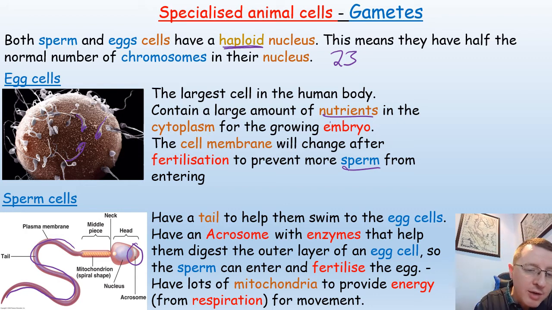Sperm cells also have a central area here known as the middle piece that contains a large number of mitochondria, which will be respiring and providing energy for the movement of the tail.